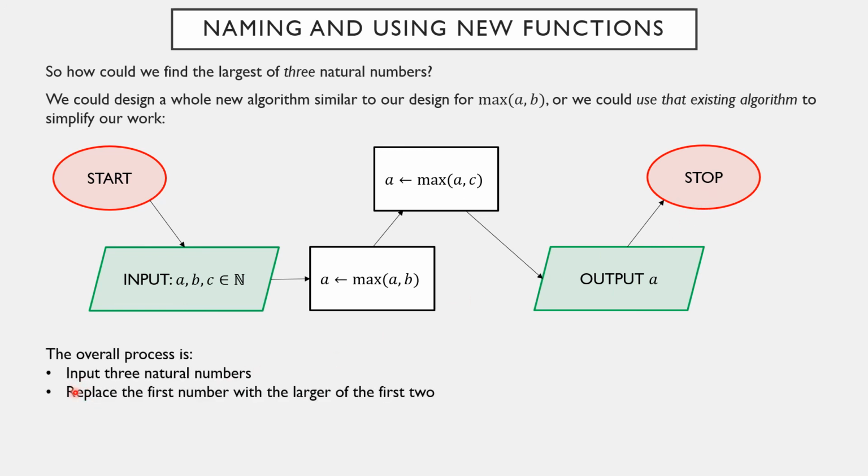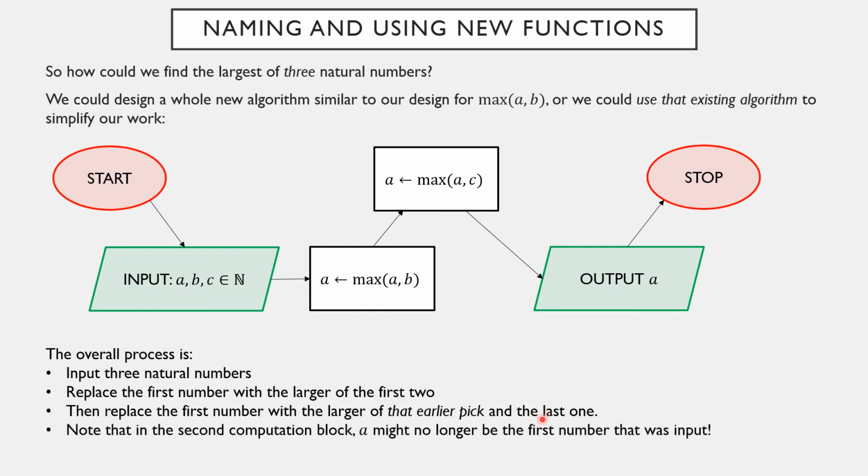So input three natural numbers, replace the first number with what was bigger out of the first two, then replace the first number with whichever is larger out of that earlier one and the last number. In that second computation block, this a might not be the same as the one back here. This a is going to be the same as what was computed in the previous block, the maximum of the original first two numbers.